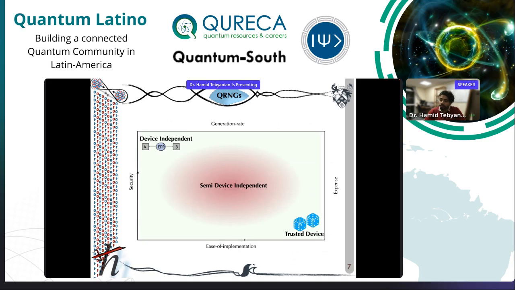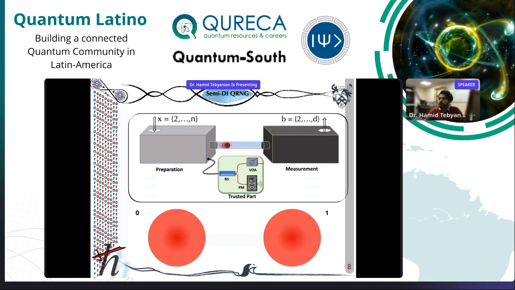On the other hand, we have device independent, which provides the highest level of security, but at the same time it's so complicated and the generation rate is low. They are usually based on violation of Bell-type inequalities, and so they are far from being practical. It's not the best option for commercial purposes. In the middle, we have semi-device independent, which can offer a great trade-off between security, ease of implementation, and generation rate.